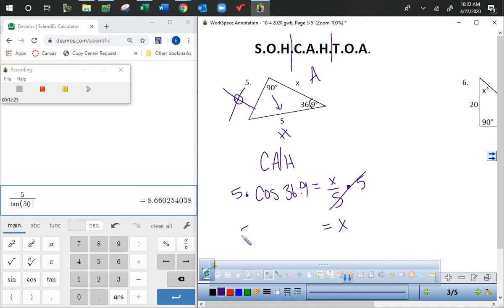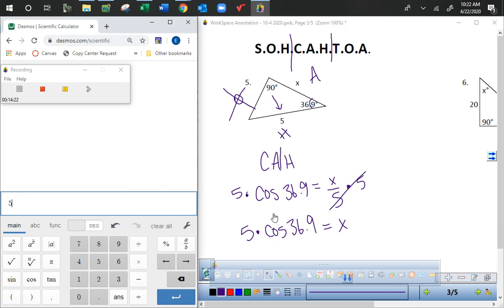But the nice thing about this is now x is by itself already. So we really only had this one step to solve, which means we're good to go ahead and type it in. So we just have to say 5 times cosine of 36.9. And our answer looks really, really close to 4, so that's what we'll call it. All good.